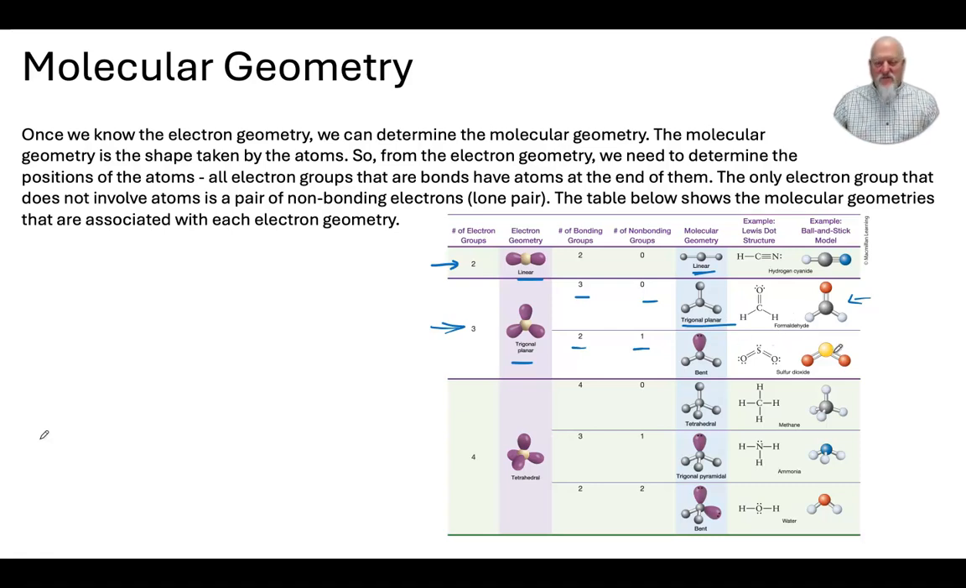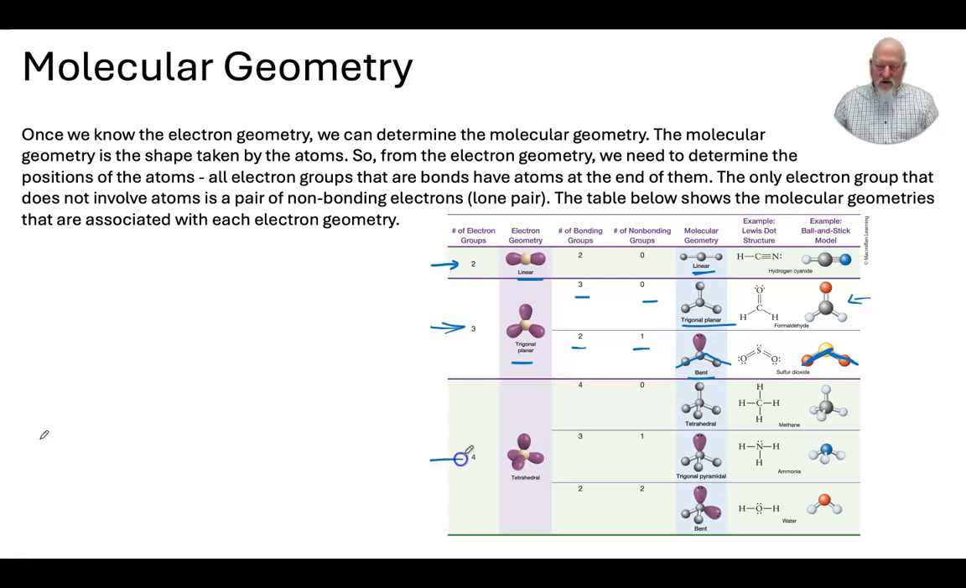But then if we look at just where the bonds are, it's just here and here, because there's the non-bonding group on top. So if we're looking at just the bonds, it's called bent. It's not linear, it's not straight, it's bent. So if I've got a molecule that has 3 total electron groups, 2 of those bonding and 1 non-bonding, the molecular geometry is bent.